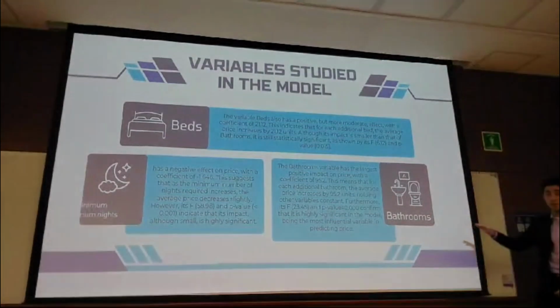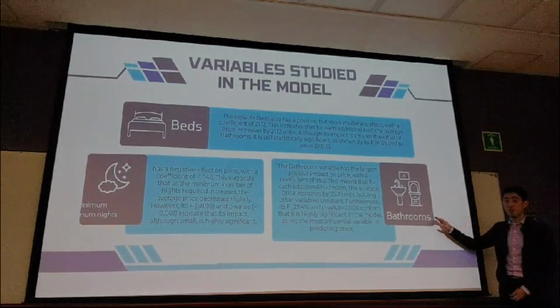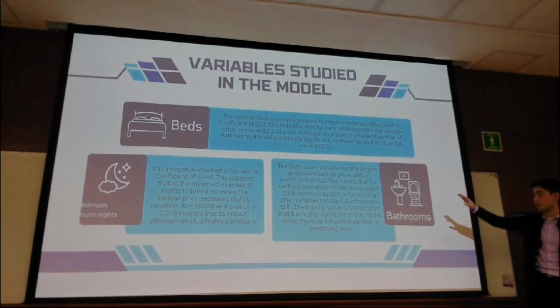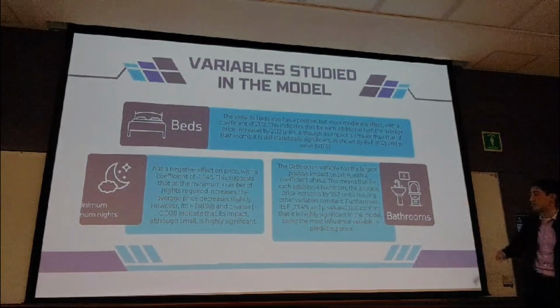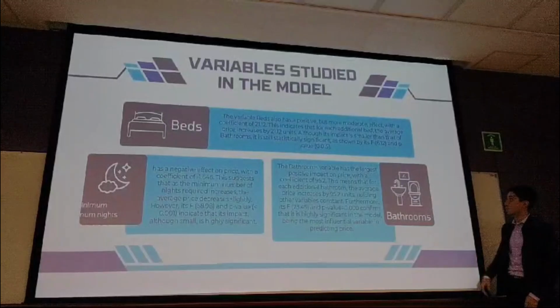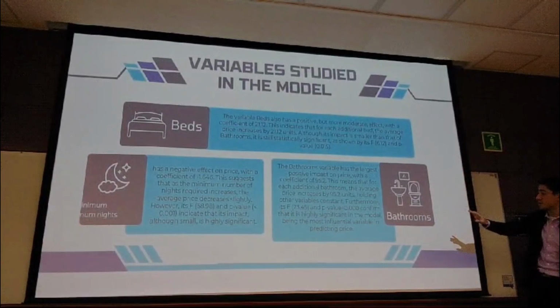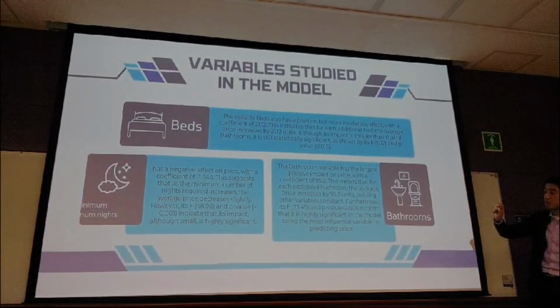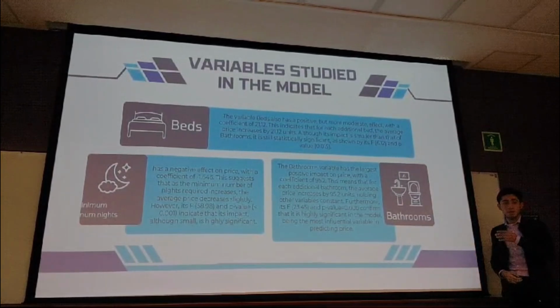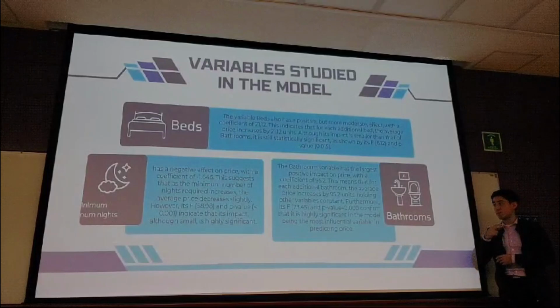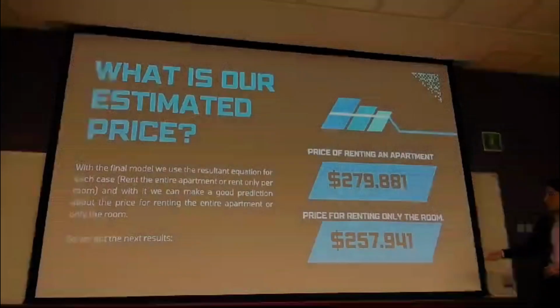From these 3 variables, the bedrooms seem to be the most significant one, because of its coefficient, which is 95, compared with the other coefficients. And also the minimum nights has a negative coefficient that says the more minimum nights, the price will go down.